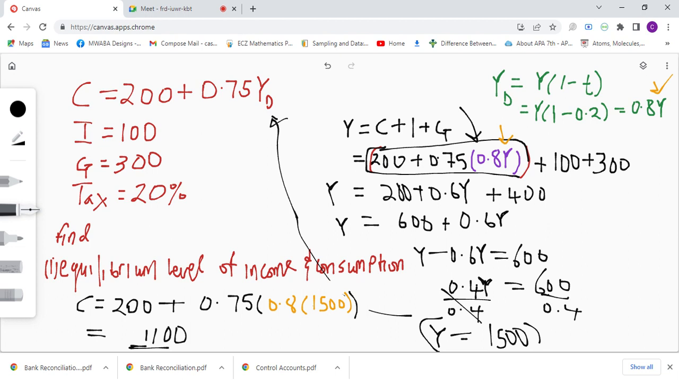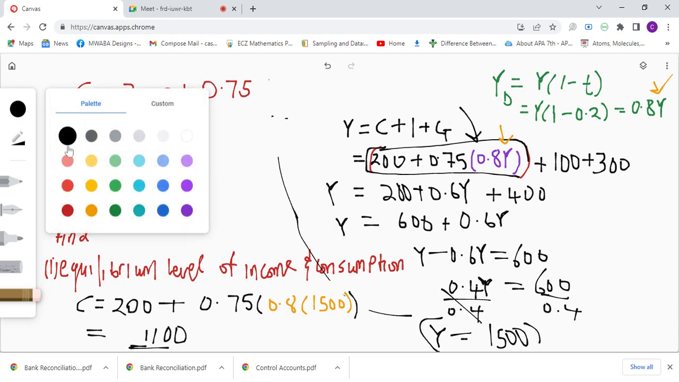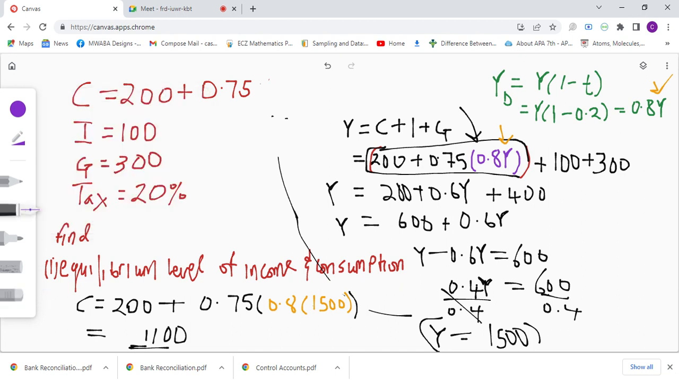Yes? Before I get confused, the 0.8, you've substituted it where? On the Y or on the T? We've substituted it for this YD, which is here, on the formula, and that becomes 0.8Y. YD stands for disposable income, the income after tax.